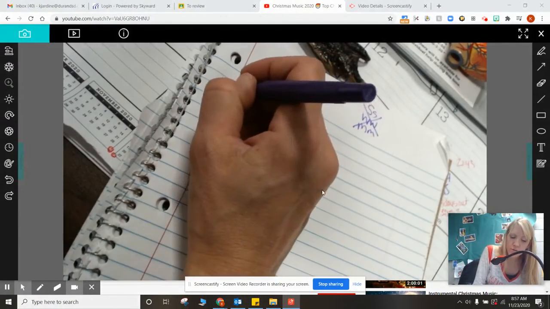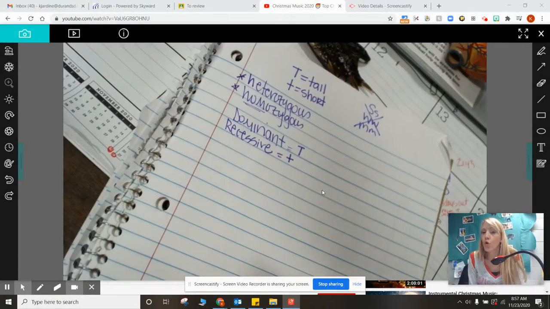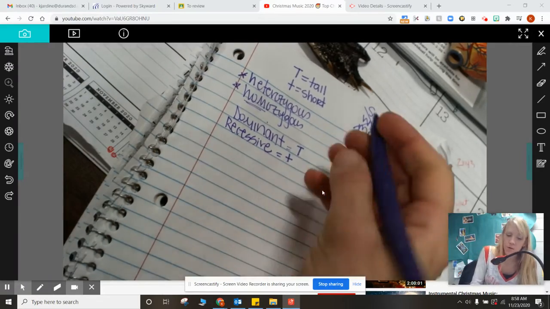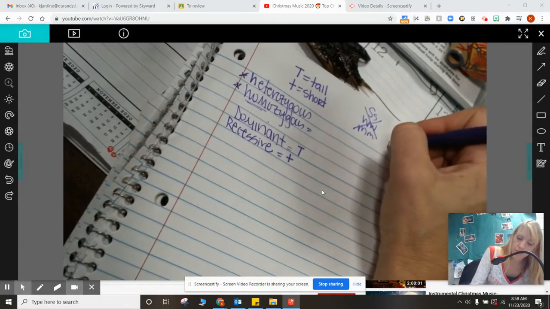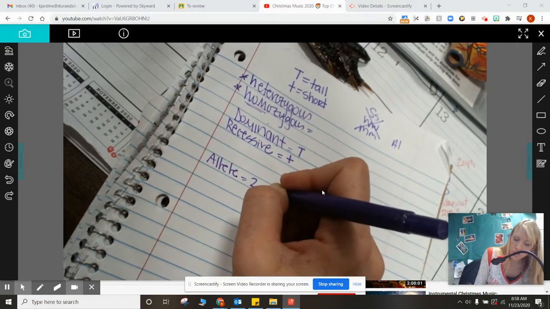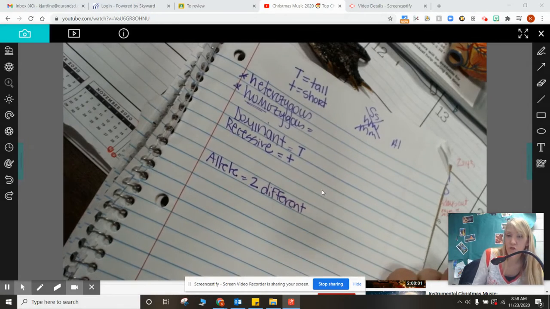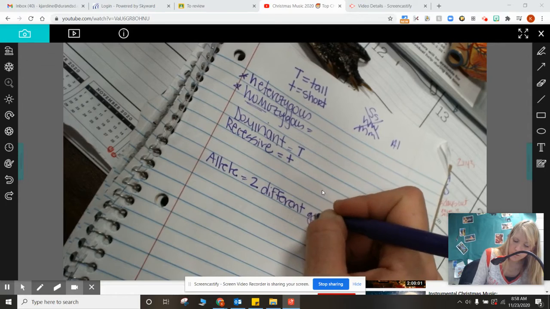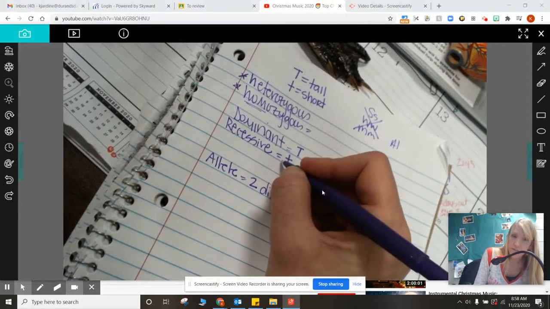So let's go over these two terms right here. You have homozygous. I don't know if you know, homo means the same. So homozygous means two of the same. So if we're using big T and little t, what would the homozygous traits be if we have to have two? Because remember, an allele is two different letters or genes. So different forms of a trait. It could be big T and little t. So the dominant is big T, recessive is little t.